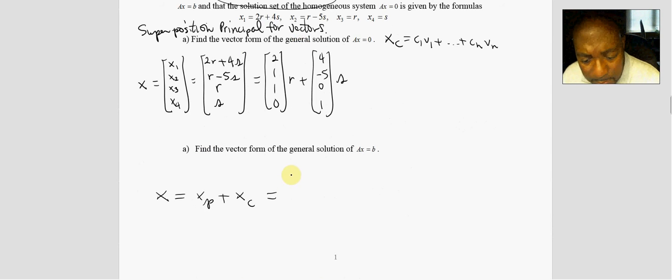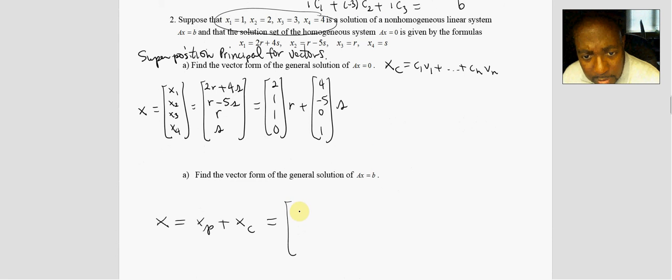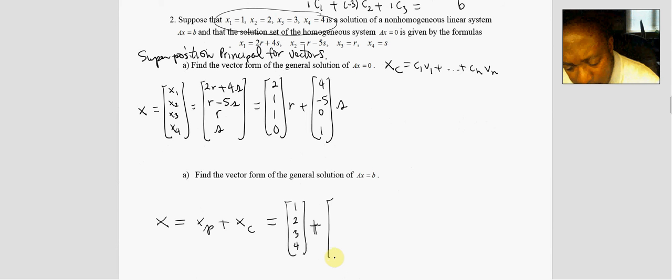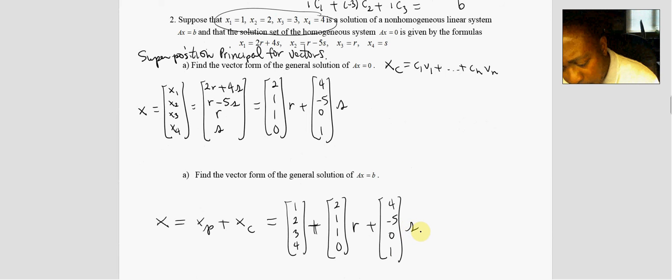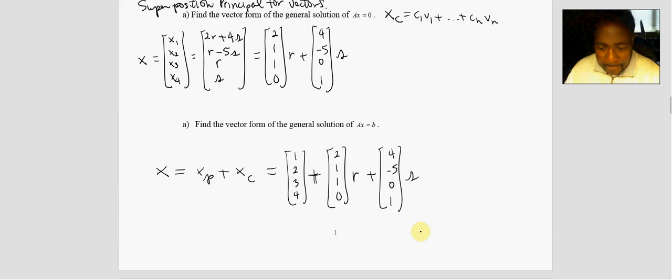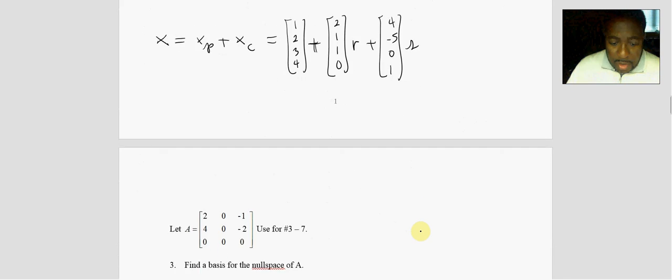So a particular solution would be x sub 1 is 1, x sub 2 is 2, x sub 3 is 3, x sub 4 is 4. Then plus now the general solution for the null space. Well, that's all you need there.